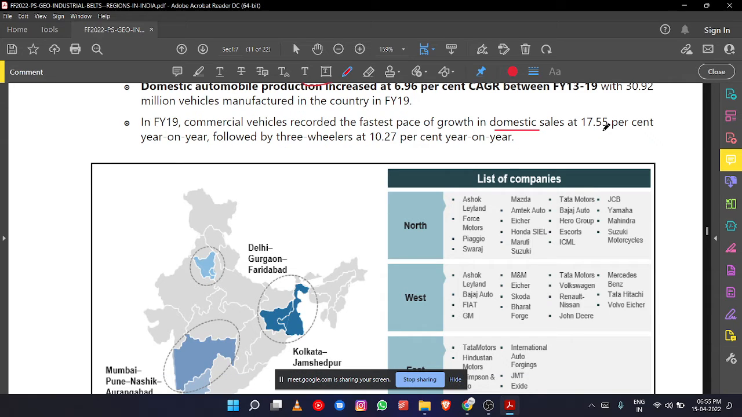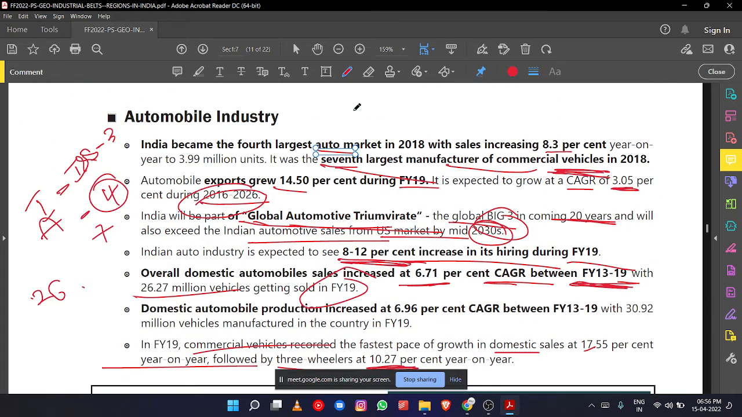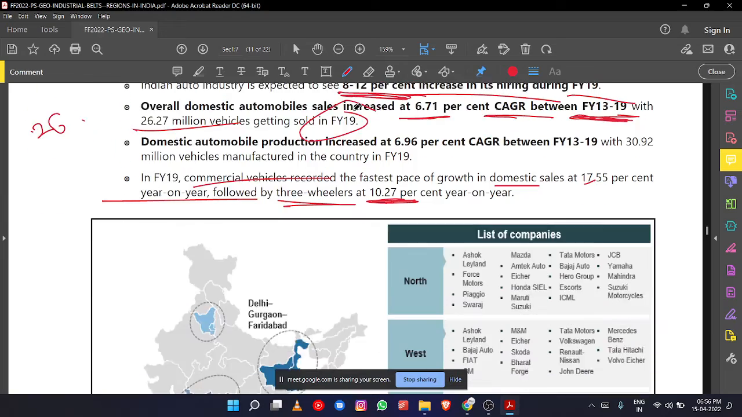In the financial year 2019, commercial vehicles recorded the fastest growth. In domestic sales, 17.5% year-on-year growth has been seen in commercial vehicles. In exports, it is on a slow increase. Three-wheelers have also seen an increase of 10.27%. These are pointers that can be used in mains answer writing, but you should have an idea that India is the seventh largest manufacturer and fourth largest market.